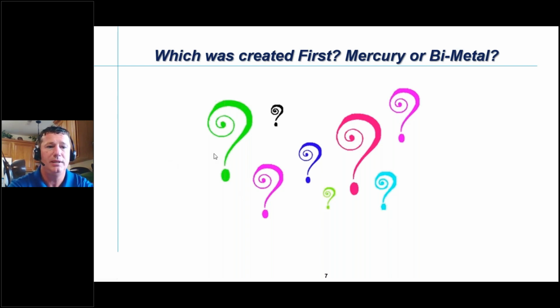So, which was created first? If we think about the design of them, most of us as technicians have seen both styles of thermostats over the years. We've seen bimetals, we've seen mercury. So, which one would you think came first out of the two?